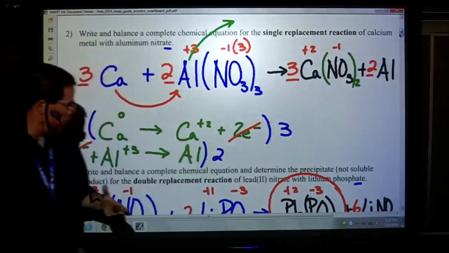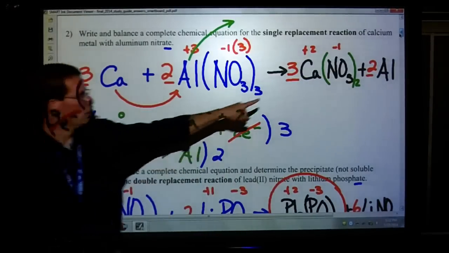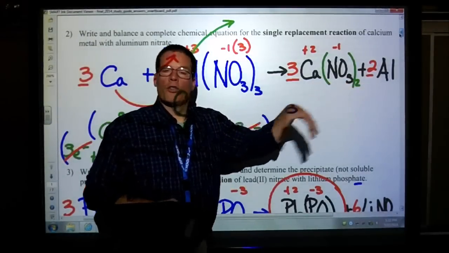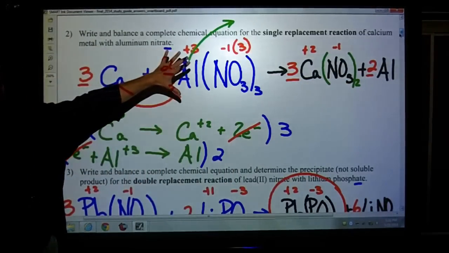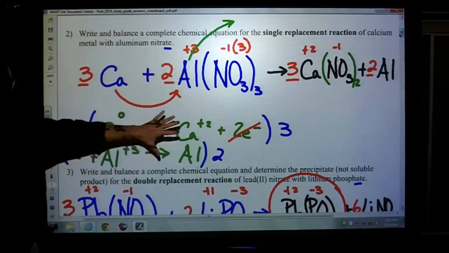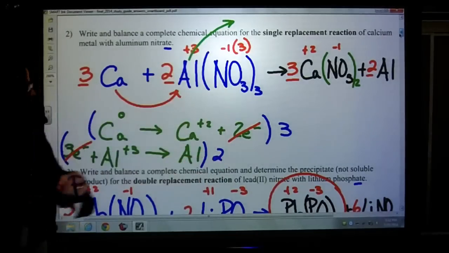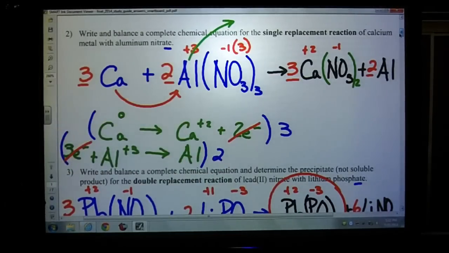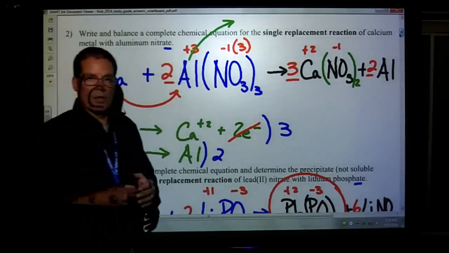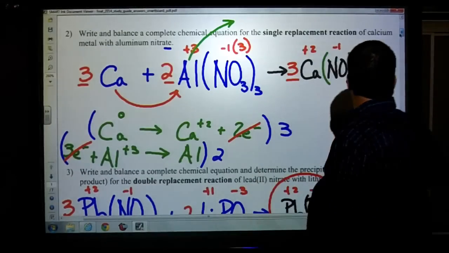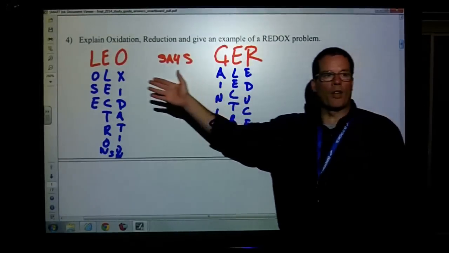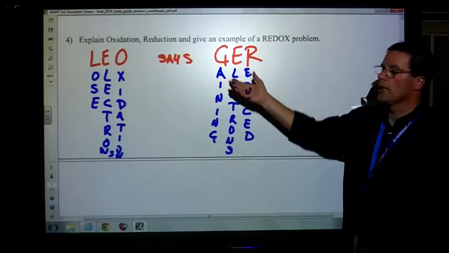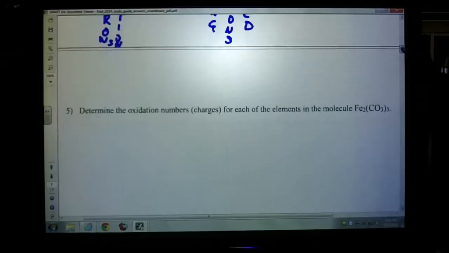How many aluminums should I have? 2. And I had the 2. So the electrons help us in not only balancing the chemical equation, but also balancing the formulas themselves. So this is a pretty neat little reaction, and that's what redox is. Losing electrons, actually let's go back to it. So losing electrons is oxidation. Gaining the electrons is reduction.